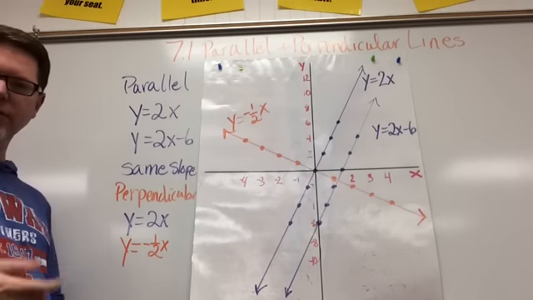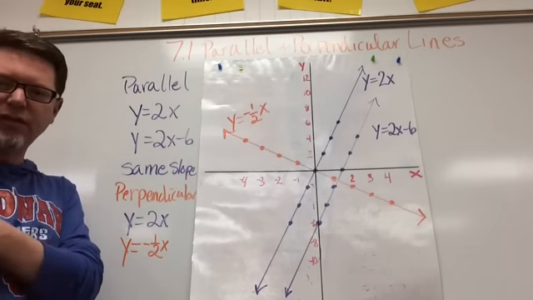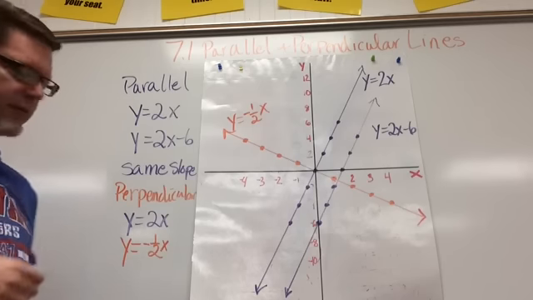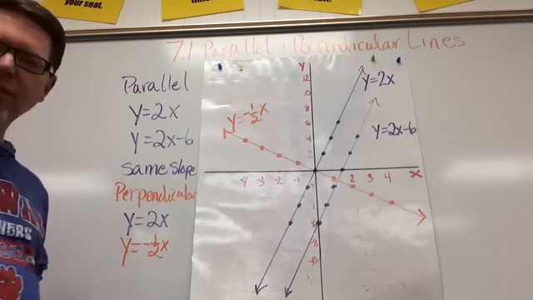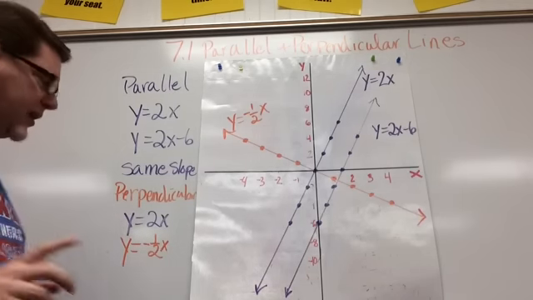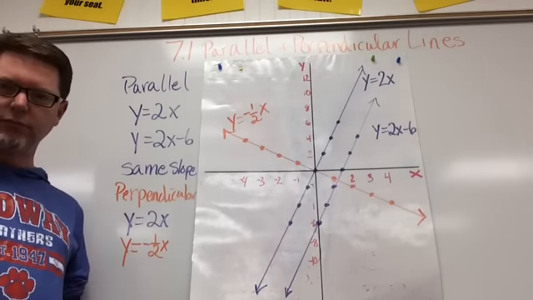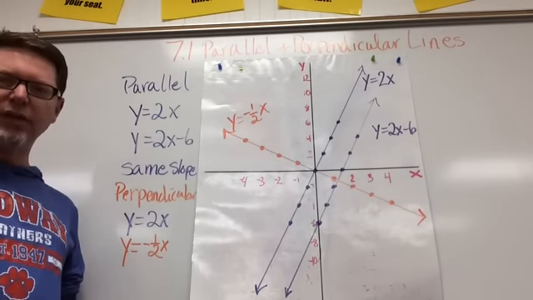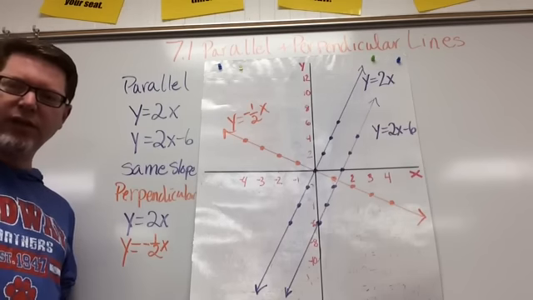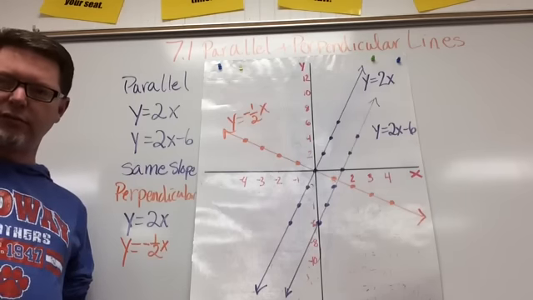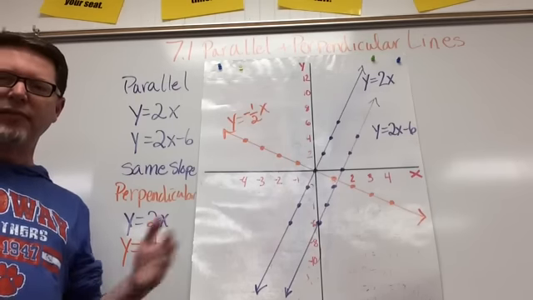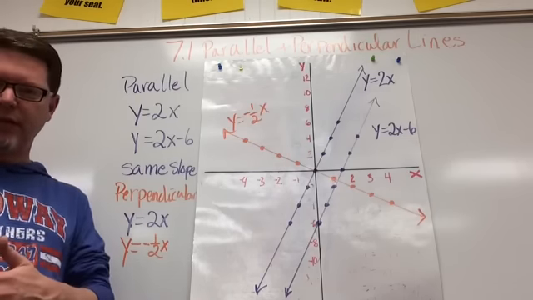So what do you know about those slopes? This one's a little bit more difficult to kind of figure out. What we need to know about perpendicular lines is their slopes are opposite reciprocals. Probably need to define reciprocal. Reciprocal means to flip the fraction. Okay? Opposite means if it was positive, then it's going to become negative.